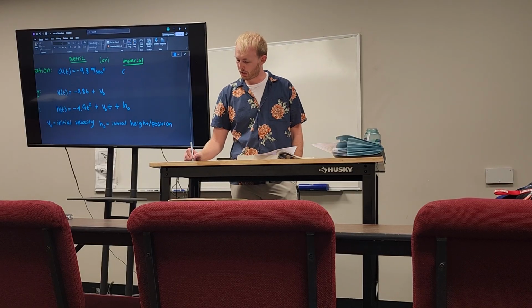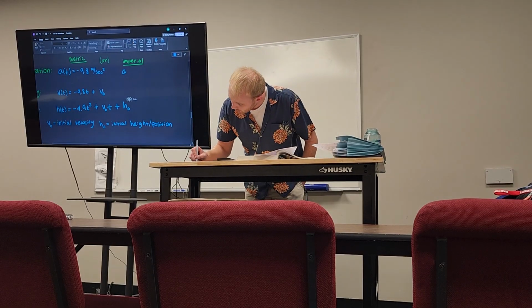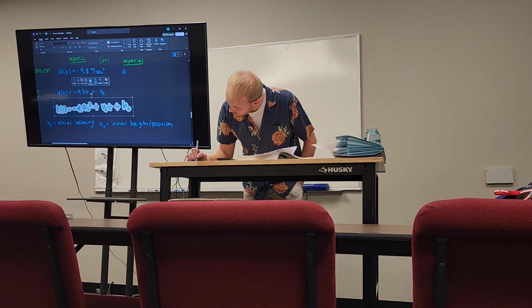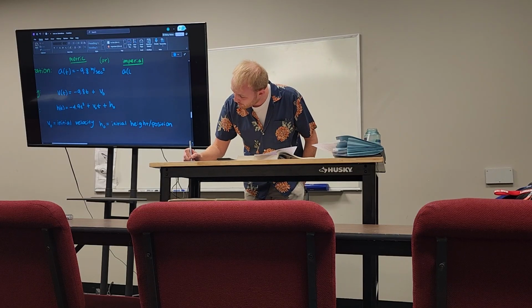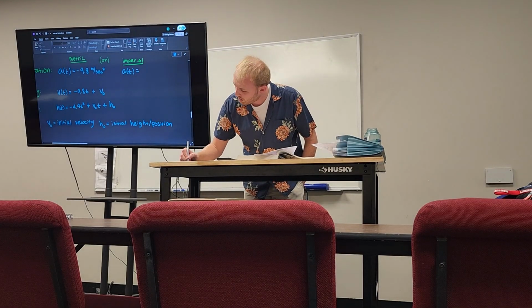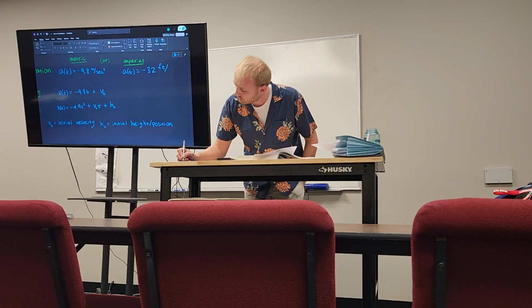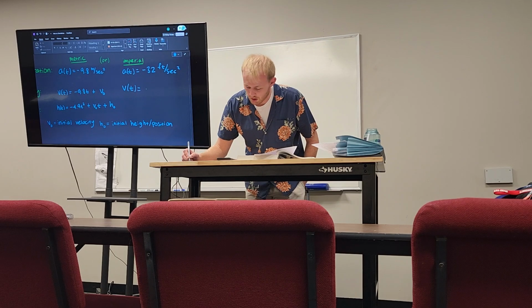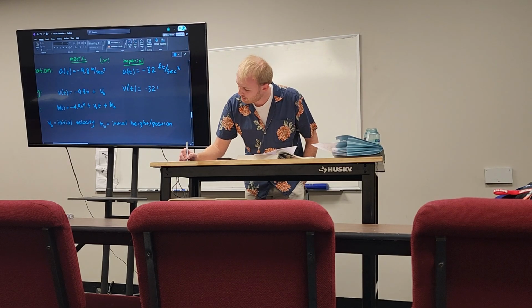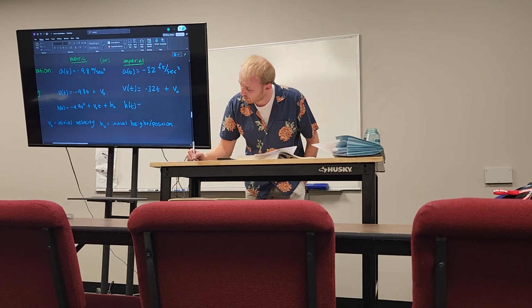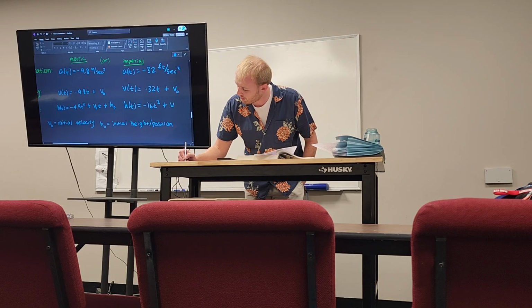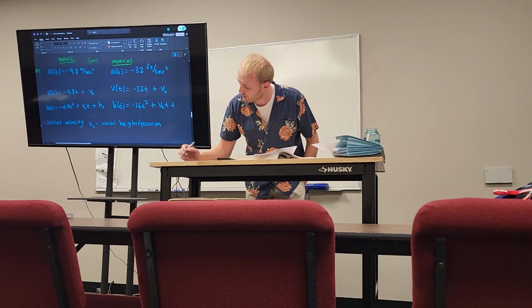Okay, and then here are the functions if you're using feet, if you're in our American system, then you're going to want to use different measurements. A of t is negative 32 feet per second squared. V of t is negative 32 t plus v naught. H of t is negative 16 t squared plus v naught times t plus h naught.